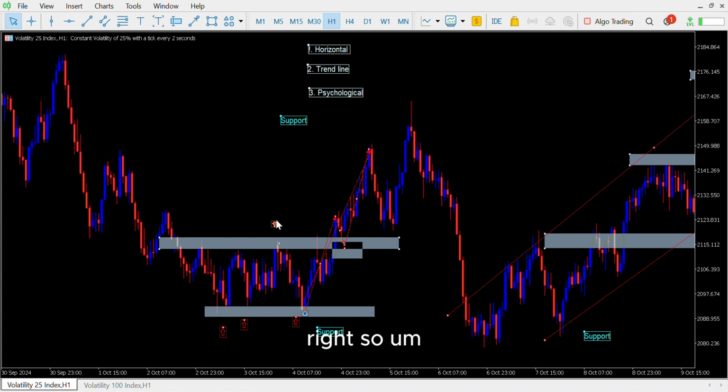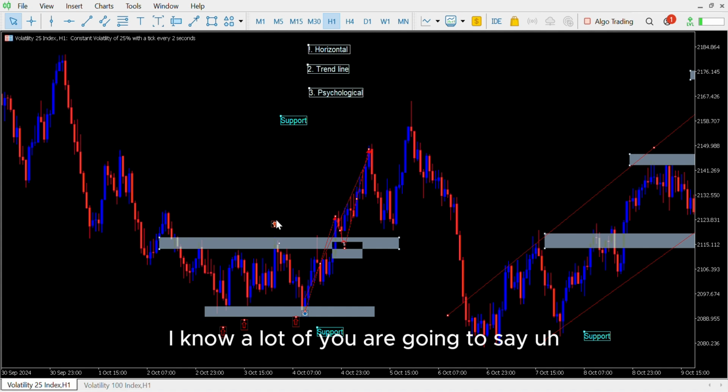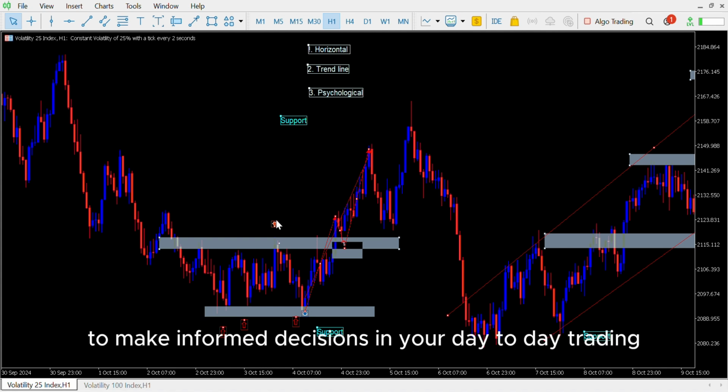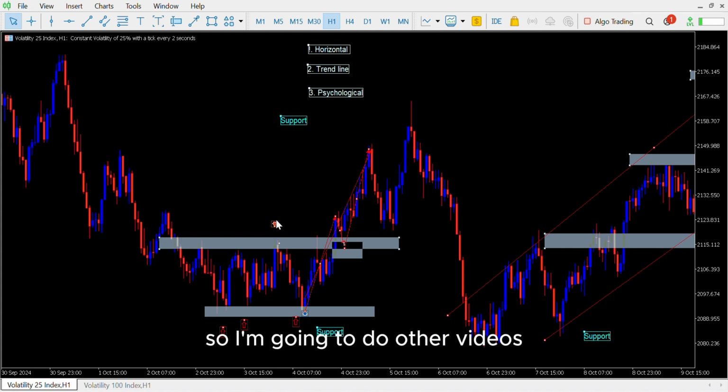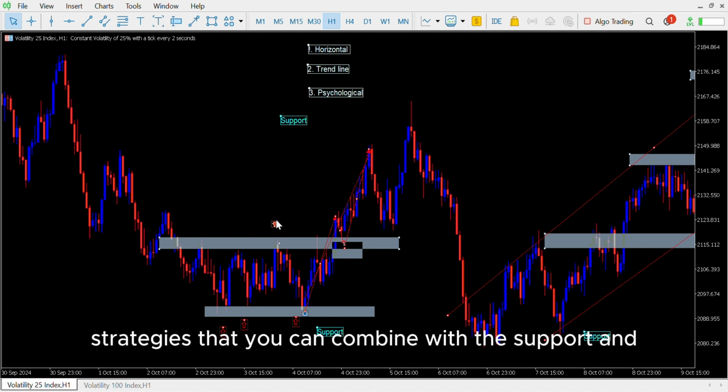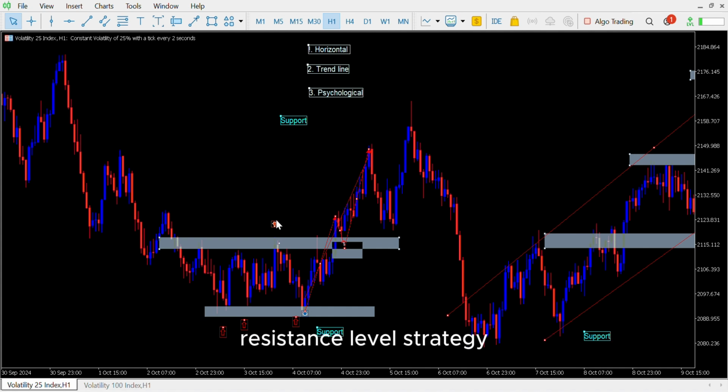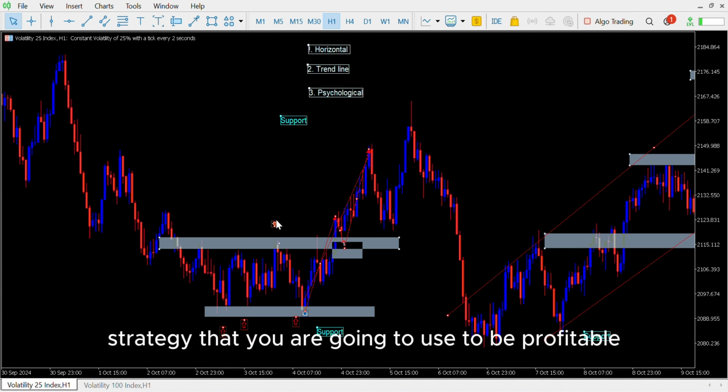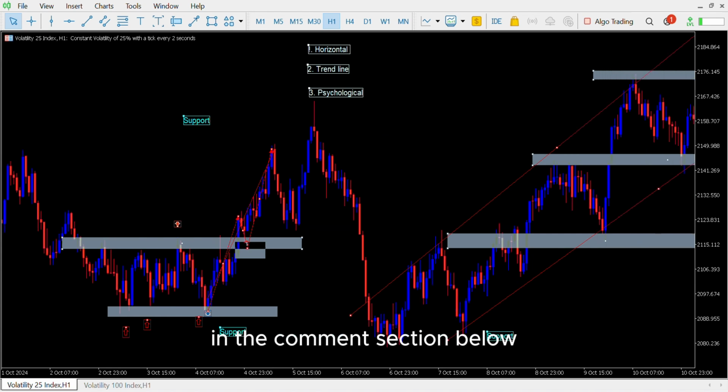So this is what I had on support and resistance levels. This is very important. I know a lot of you are going to say these are not important, but if you master these skills, you can make informed decisions in your day-to-day trading and be a profitable trader. So I'm going to do other videos explaining other technical analysis strategies that you can combine with the support and resistance level strategy, so that you can create a formidable strategy that you are going to use to be profitable.